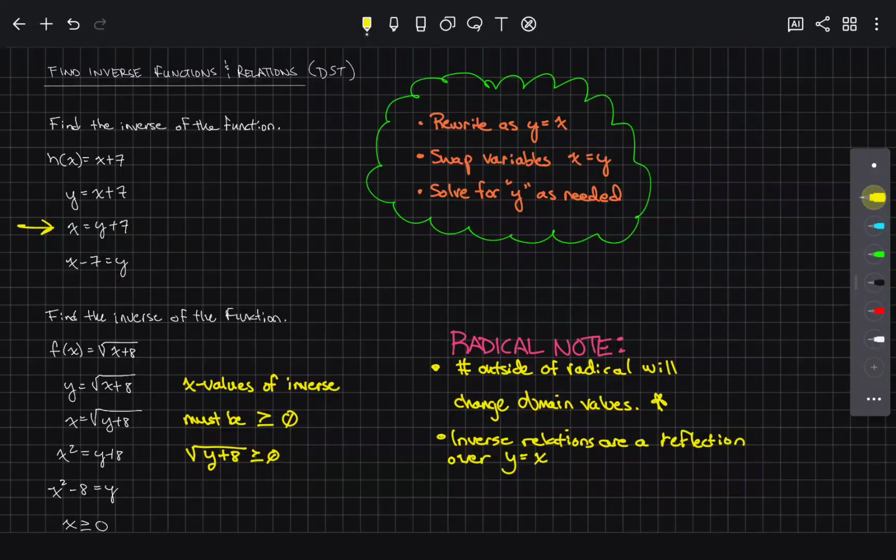This is going to be true for every function. These are going to be the first steps that you're going to do every time. And then to get y by itself, I subtracted 7 from both sides and that gave me an inverse function of y equals x minus 7.